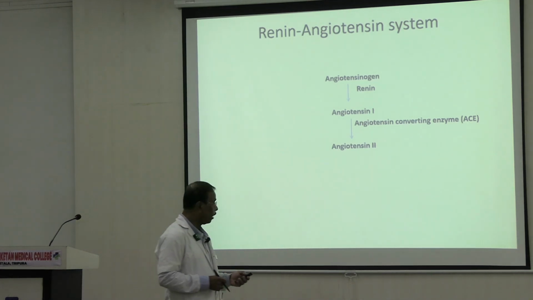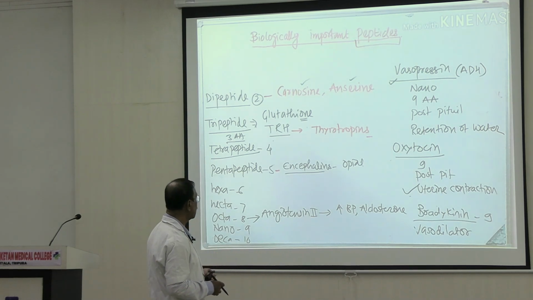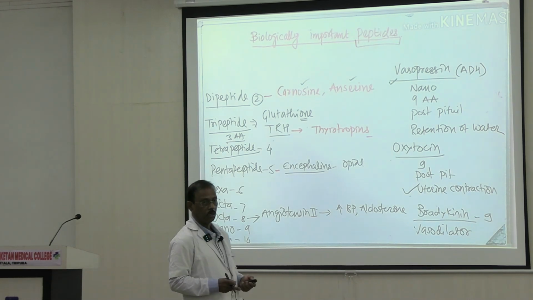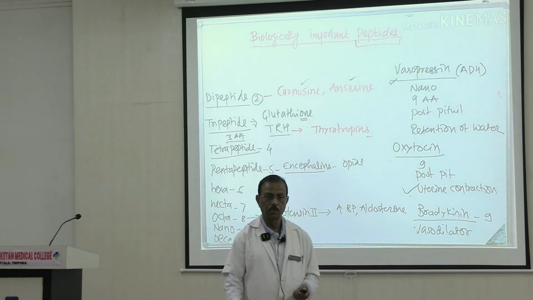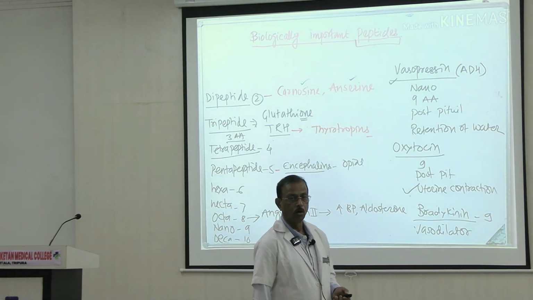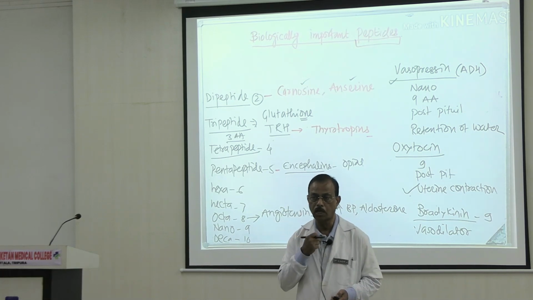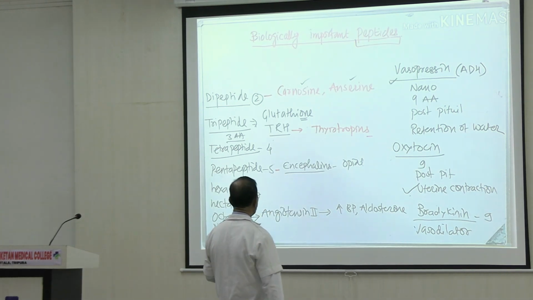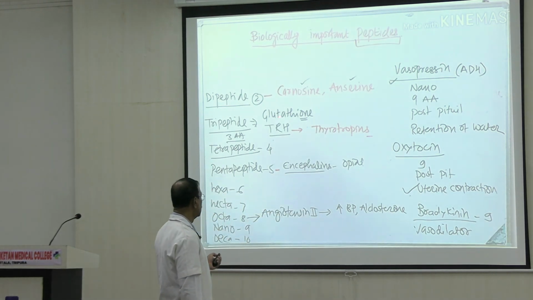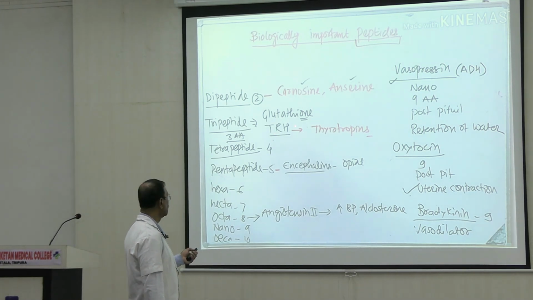Thyrotropin-releasing factor is secreted by the hypothalamus. It stimulates the pituitary gland to release thyroid-stimulating hormone, and that hormone acts on the thyroid gland, and thyroid hormones are released. Now, this is a tripeptide released from the hypothalamus. This is an important tripeptide.